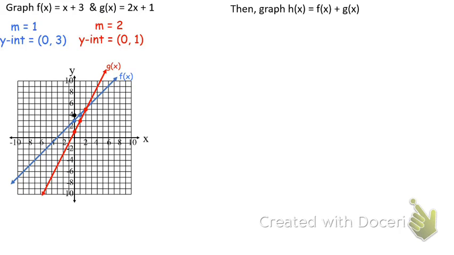Now I go over to where x is 1, and I had values that had a y value of 4 and 3. 4 plus 3 is 7. So my new one's going to be up 7. And if I go to where x is 2, g of x and f of x are both up 5. 5 plus 5 is 10. So my new one's up 10. So I'm just adding the y values for each x value, and I can find the new line.